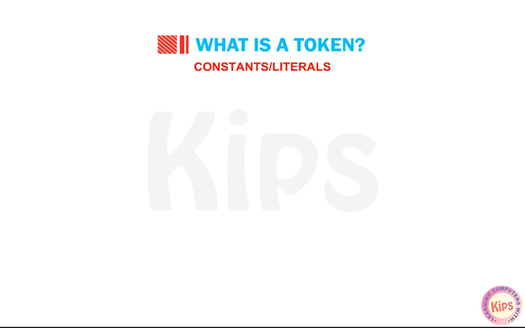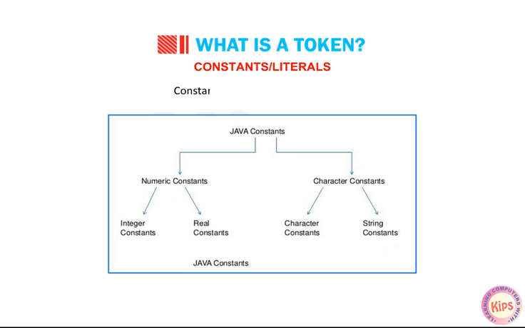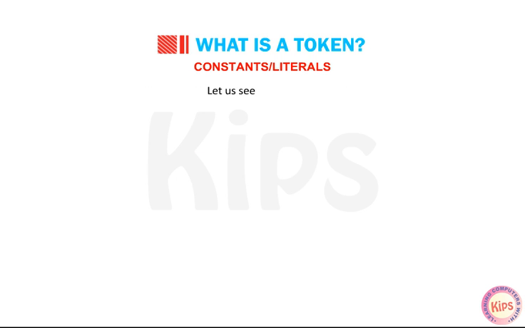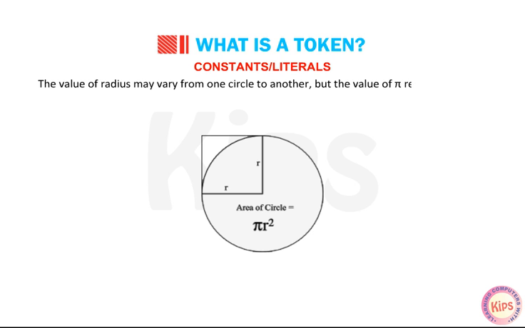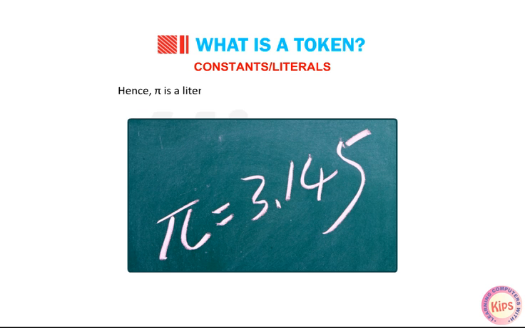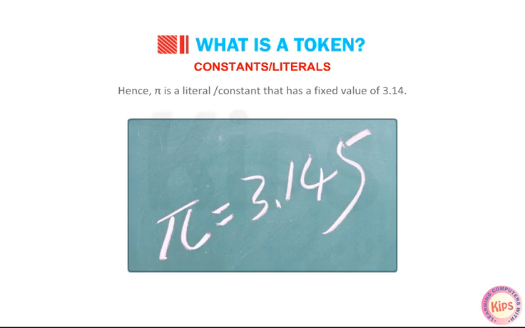Let us understand constants or literals. Constants are also known as literals. A constant is a value that remains fixed during the execution of a program. Let us see an example. Suppose we write a program that calculates the area of a circle. The value of radius may vary from one circle to another, but the value of pi remains fixed for the entire program. Hence, pi is a literal or constant that has a fixed value of 3.14.